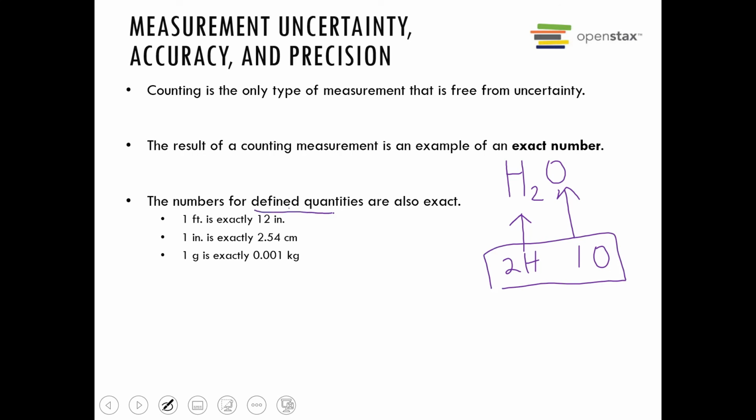Also, defined quantities, like saying that 1 foot is exactly 12 inches. So 1 foot equaling 12 inches is an exact number. There's no uncertainty to that. It's not 1 foot is about 12 inches or maybe 12.1. No. So same with saying in 1 inch, there's 2.54 centimeters. 1 gram is 0.001 kilograms.